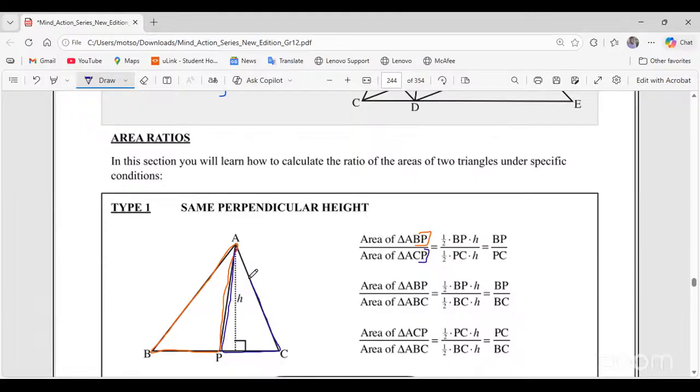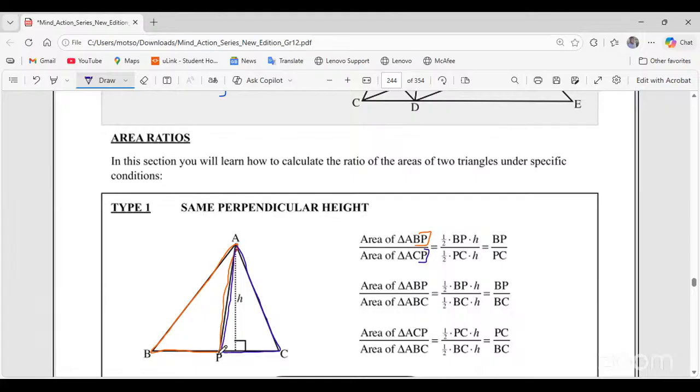ACP is this one. So we want the ratio of the areas of these triangles. What is the area of the orange triangle? The triangle ABP, with the base BP and the height H. So we will have half times the base of that orange triangle, which is BP, times the height H. Now we go for the denominator, which is the area of triangle ACP.